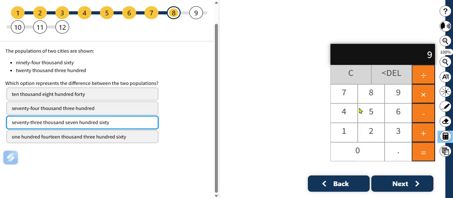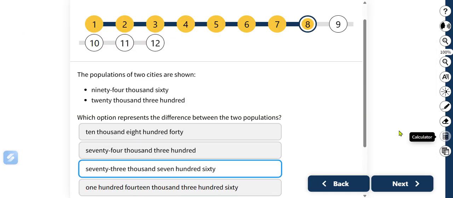So one has 94,060, and if you subtract this by 20,300, that gives 73,760.